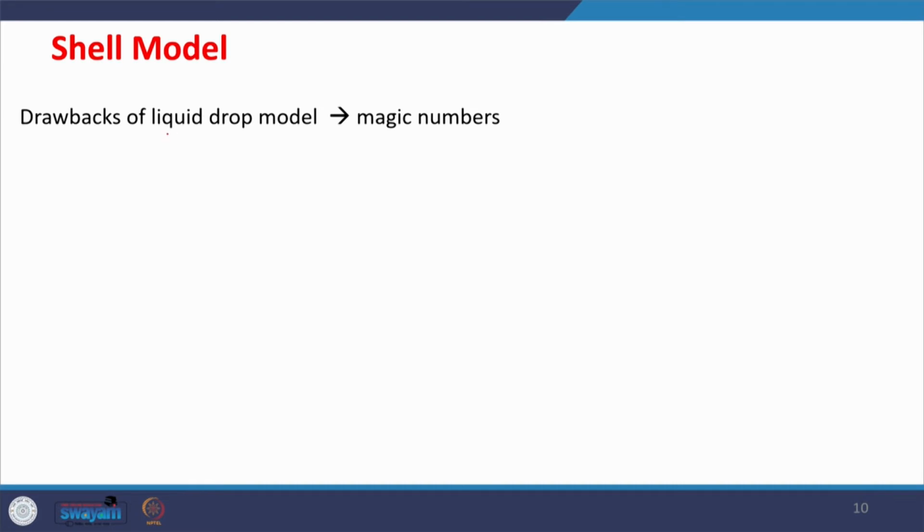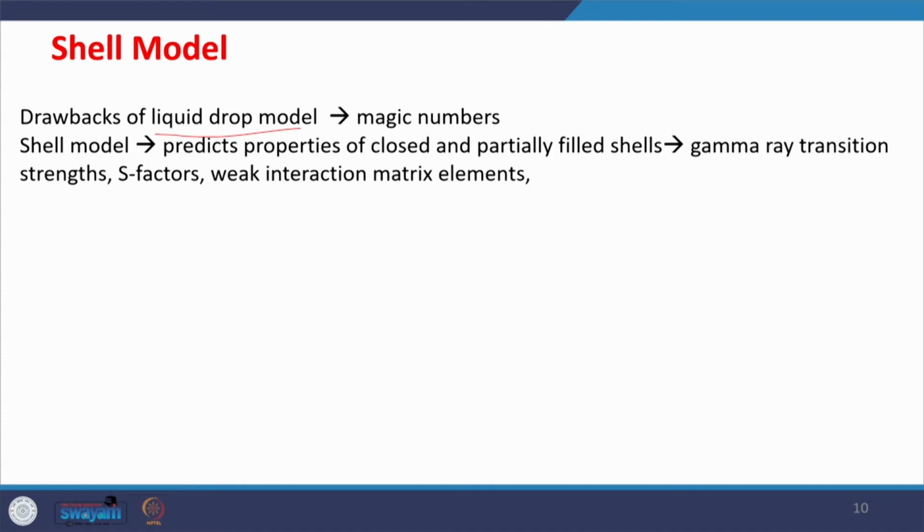So, in +2 you might have been taught the liquid drop model, which could not explain the magic numbers and the existence of different energy states, right. So, that is where the advantage of the shell model is, which predicts the properties of not only closed filled shells, but also partially filled shells. Okay? And how is this shell model important in this nuclear astrophysics course?